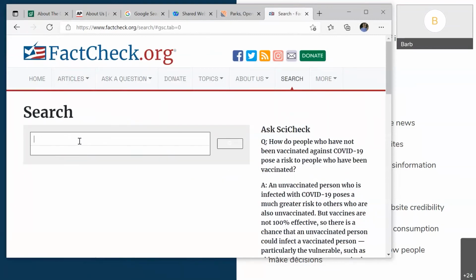And you literally can just type in the topic that you're looking for. So whatever it is that you're curious about, something that you're seeing all over Facebook that doesn't sound quite right, type it in, and it'll pull that up for you. So hopefully that helped.